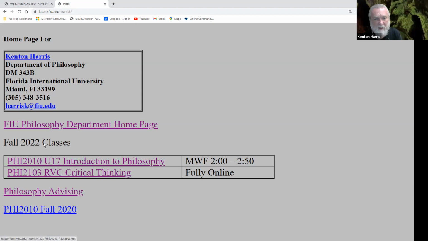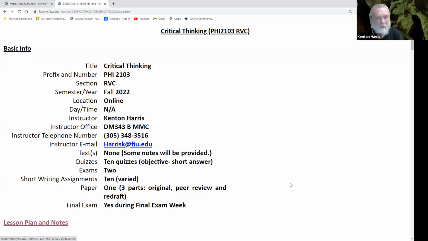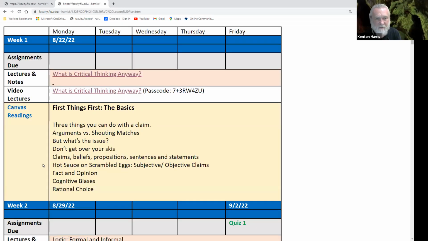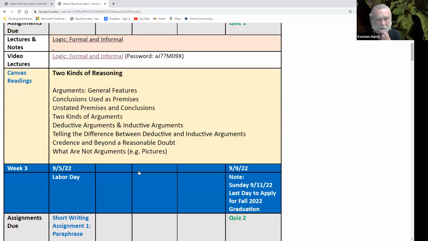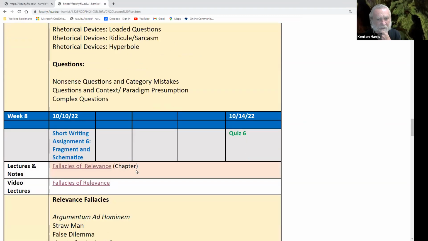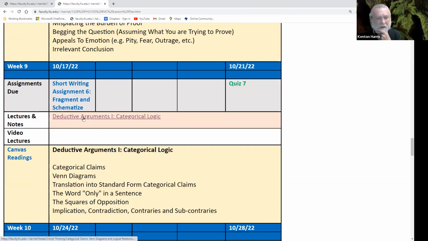So this is my somewhat lame web page that's our syllabus, and this takes us to the calendar, which has links to our lecture notes, as you know. And I'm moving along now to Deductive Arguments 1, Categorical Logic.